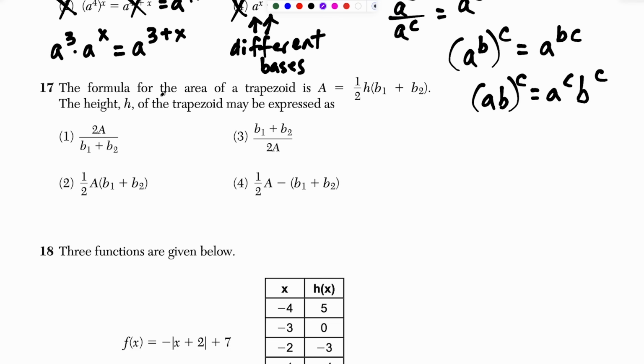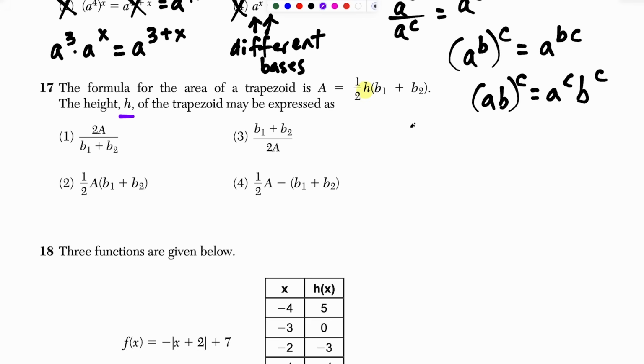Question 17, the formula for the area of a trapezoid is A equals 1/2 height times base 1 plus base 2. And the height h of any trapezoid may be expressed as, and we have these 4 options to choose from. So for this question, we are solving what we call a literal equation, and we're going to solve this equation for h.